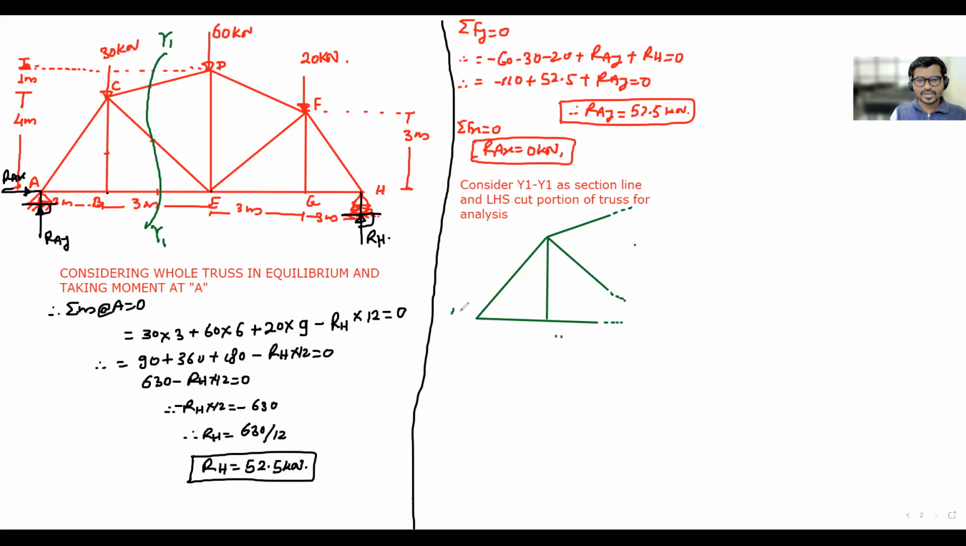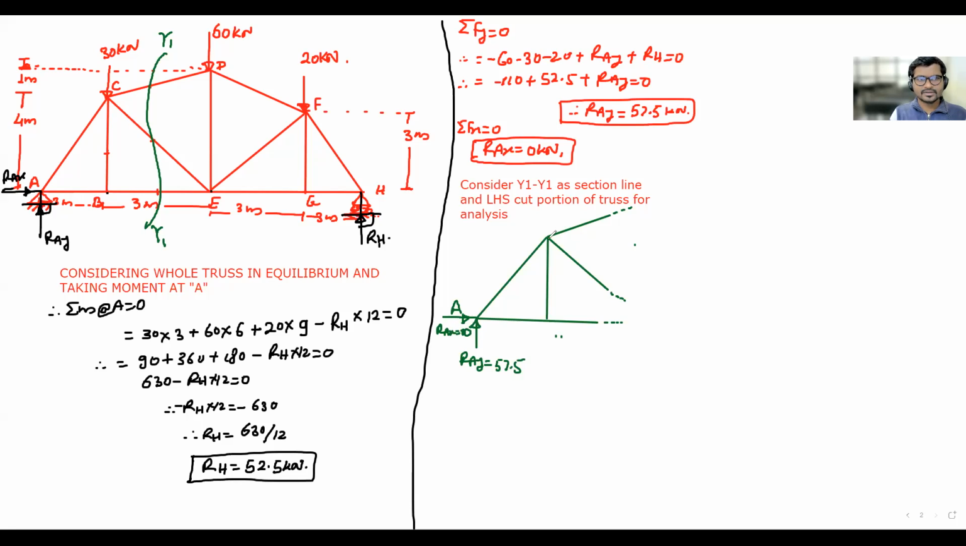Then this is a joint A. At A we have two reactions. One of them is RAY, whose magnitude was 57.5. Another reaction we assumed, but its magnitude is purely 0, so it doesn't make any sense in the analysis.